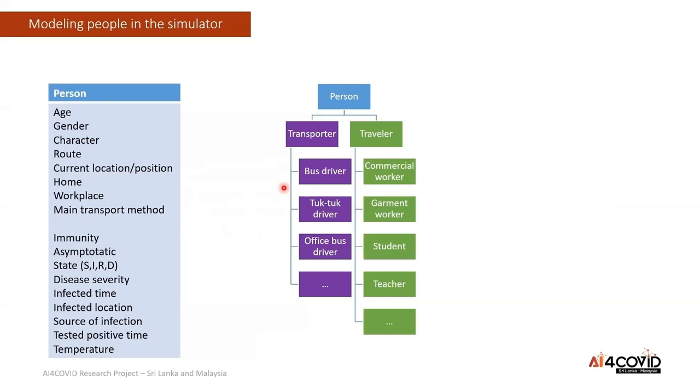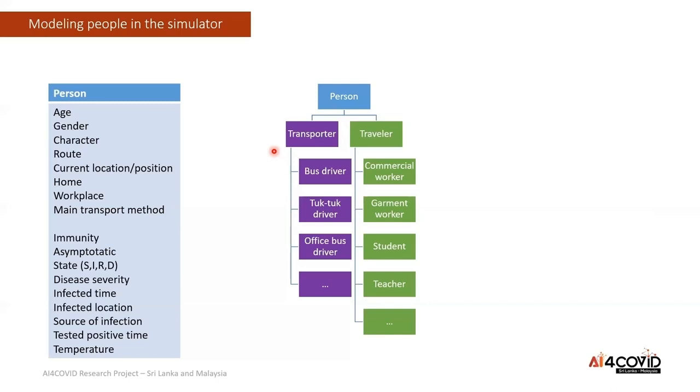So this is very useful when we are modeling the mobility in the simulator, because there are a lot of interactions that are happening inside a bus, like a public transport, because of the social distancing and using masks. Those kind of factors come into place when the people are traveling using public transport. Therefore, we need to consider these kind of transport related factors when we are building the simulator. Therefore, we have these kind of two main categories when we are modeling the people.